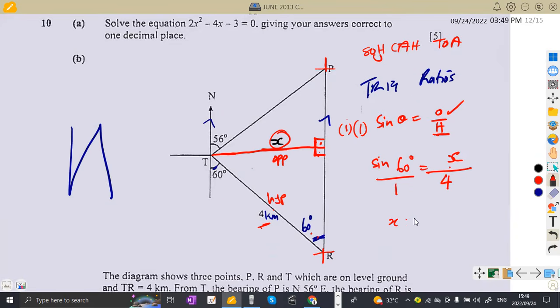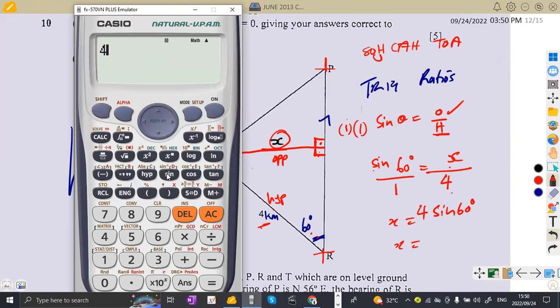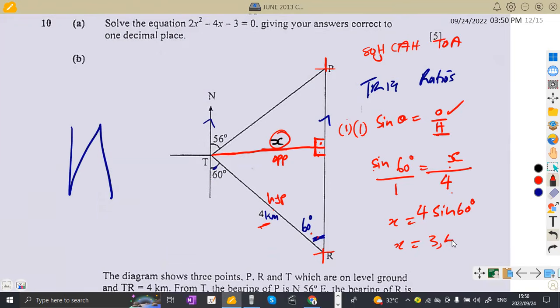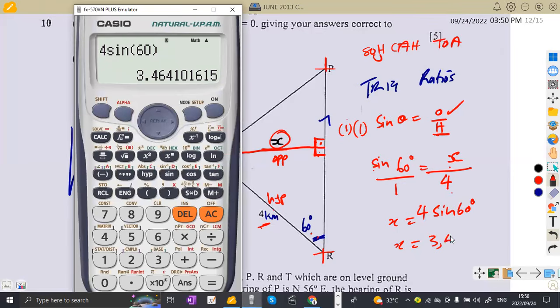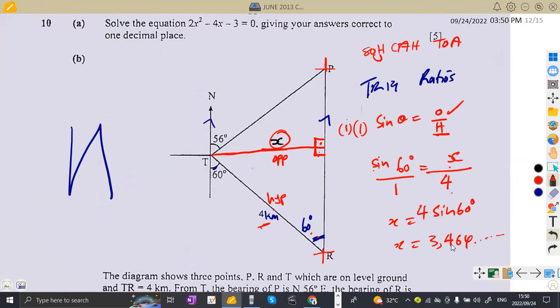1 times X is equal to 4 times sine 60. So X is equivalent to 4 sine 60. I just need a calculator here for sine 60 degrees. That's going to be something like 3.46, something like that. Let me check the answer again. 3.464, something like that. Okay, so you write everything up to the end.